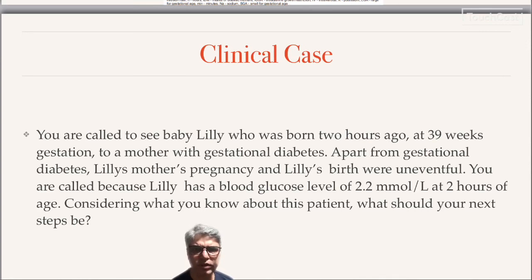So the takeaway points are that the most important risk factors for neonatal hypoglycemia are being small for gestational age, large for gestational age, intrauterine growth restriction, being born prematurely, and being the infant of a mother with gestational diabetes. Transition-related hypoglycemia is defined as blood glucose level below 2.6 millimole in the first 72 hours of life, and persistent hypoglycemia is defined as blood glucose below 3.3 millimole after 72 hours of age.